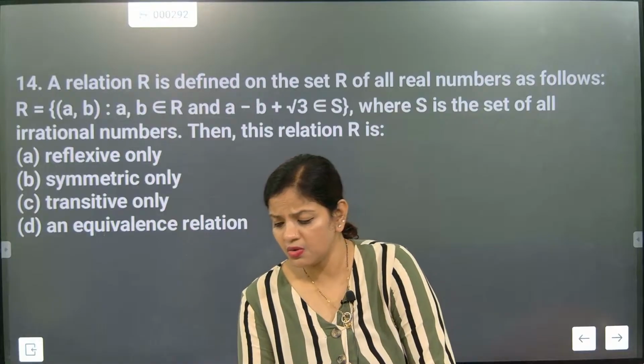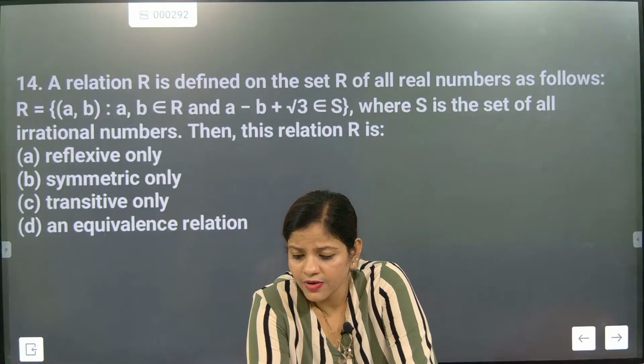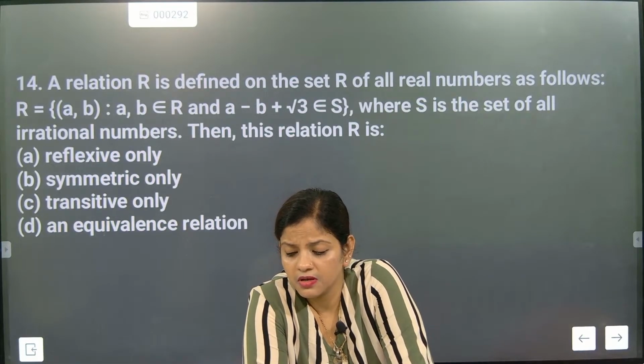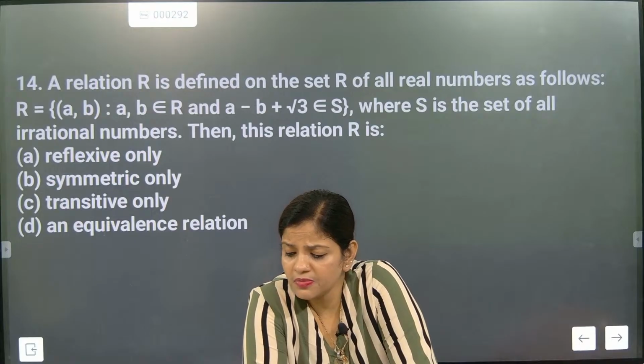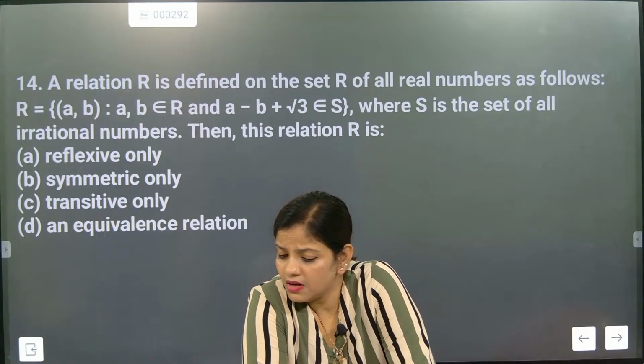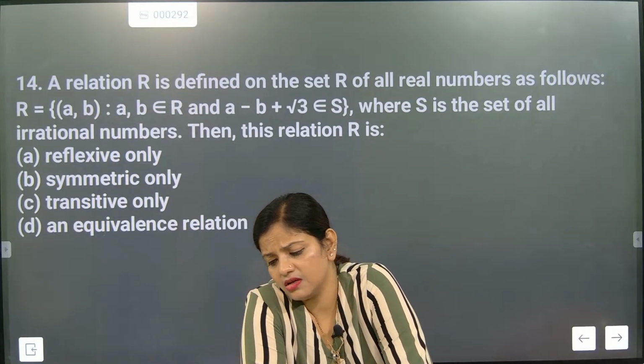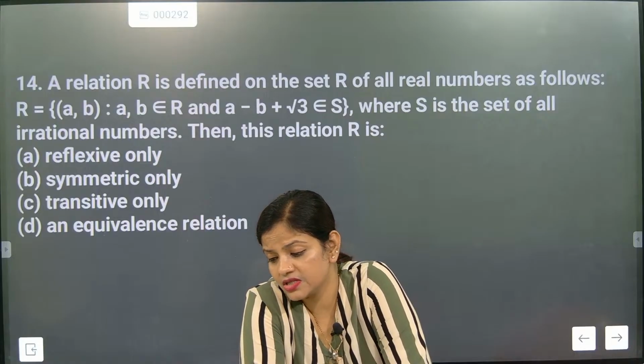Only reflexive. How? Sanjana, think one more time. Symmetry, why is it not possible? A minus B means B minus A. Our situation is irrational. We have to check whether it is rational or irrational.